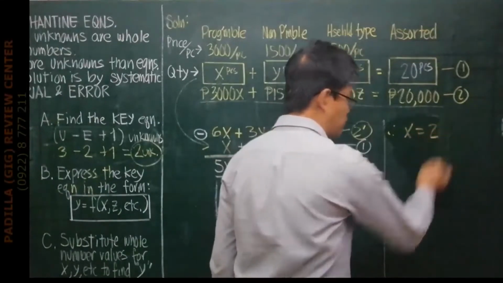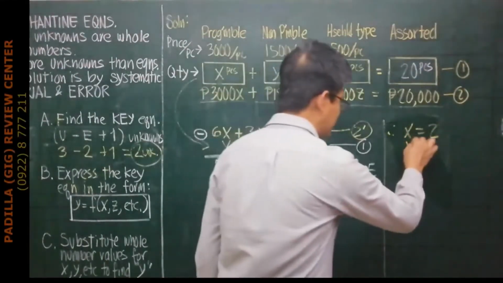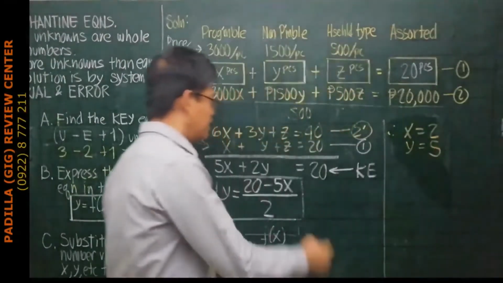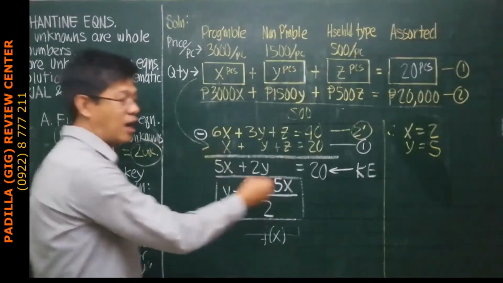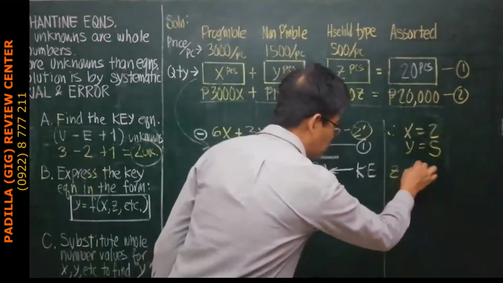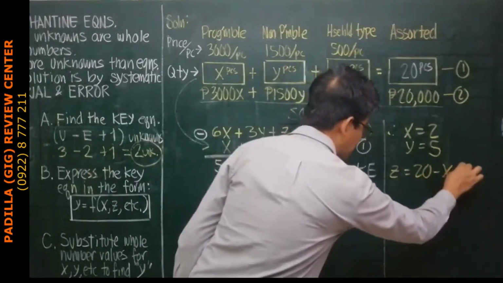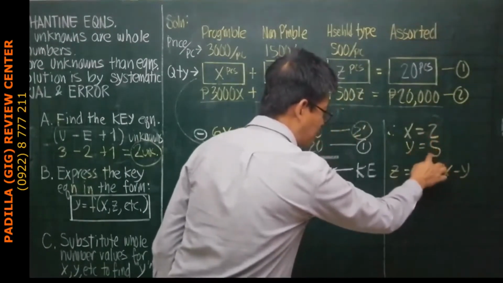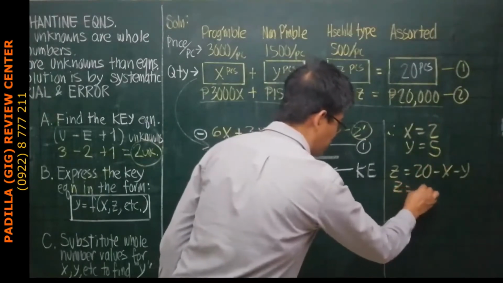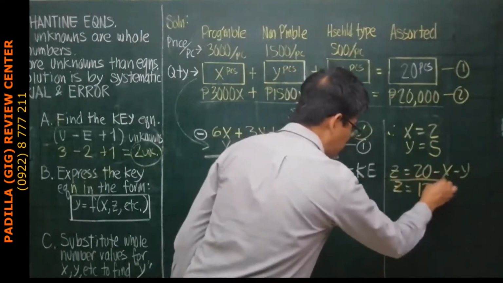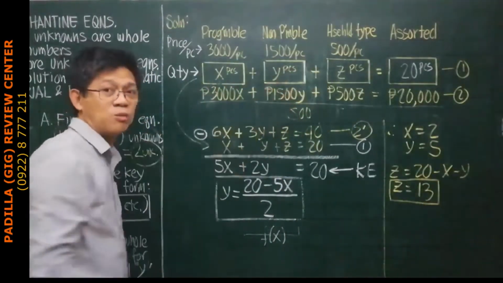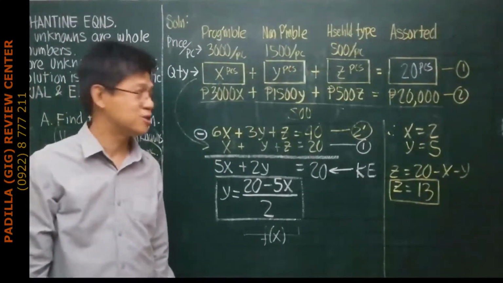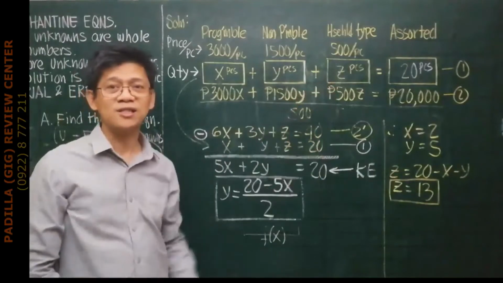So therefore, our x is equal to 2, our y is equal to 5, and from equation 1, x plus y plus z is 20, our z is 20 minus x minus y. 20 minus 2 minus 5, your z, therefore, is equal to 13. So therefore, the man bought 2 pieces of programmable, 5 pieces of non-programmable scientific calculators, and 13 pieces of household items.